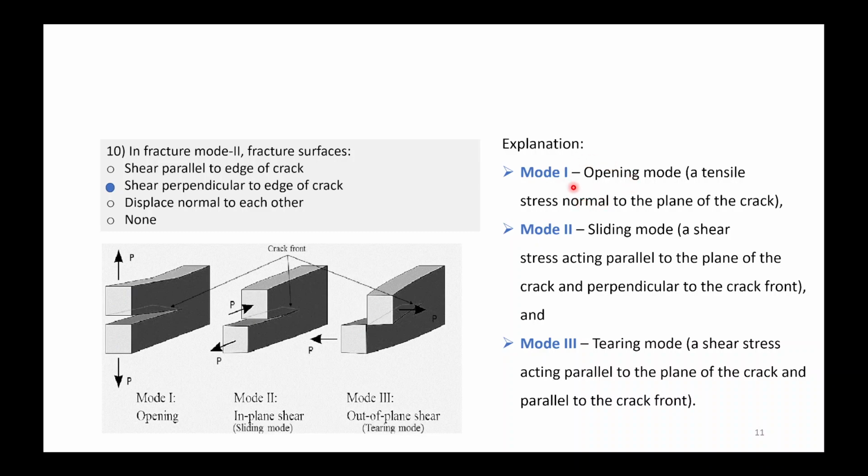So firstly in opening mode a tensile stress normal to your plane of crack will be applied, and in mode 2 your sliding mode a shear stress acting parallel to the plane of crack. So this is your plane, so it will be acting parallel to the plane and perpendicular to the crack front. In mode 3 it will be your tearing mode, and a shear stress acting parallel to the plane of the crack and parallel to the crack front.